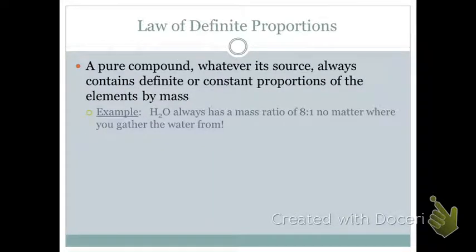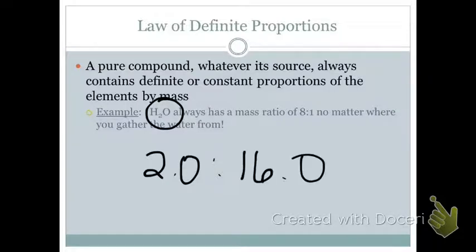Now, the law of definite proportions states that a pure compound, no matter where you get it from, always contains definite or constant proportions of the elements by mass. So for example, water. No matter where you get the sample of water from, the mass of hydrogen in water is 2.0, the mass of oxygen is 16.0. And no matter what, when you reduce that, you will always get the ratio of 1 to 8, or 8 to 1, no matter where you get the water from. That's what makes it water.